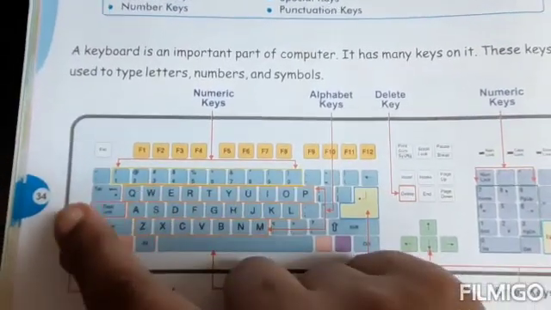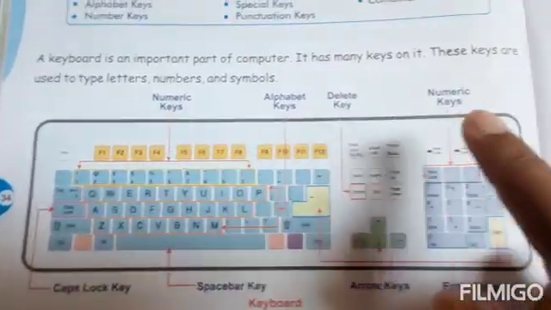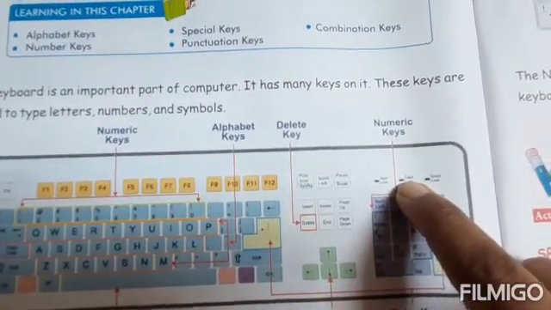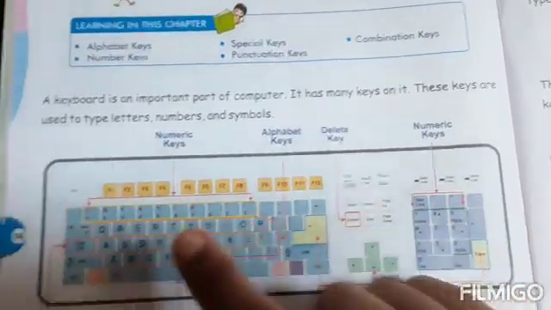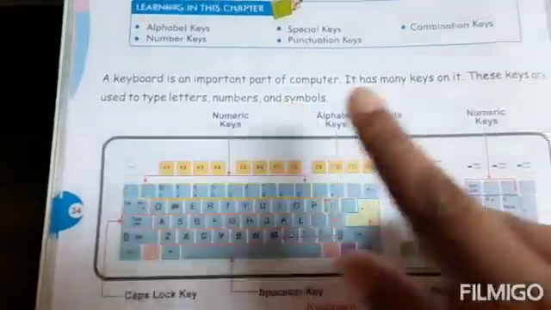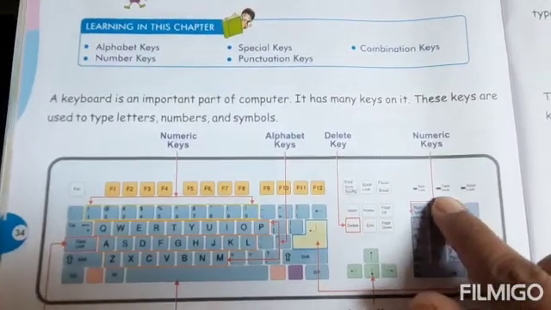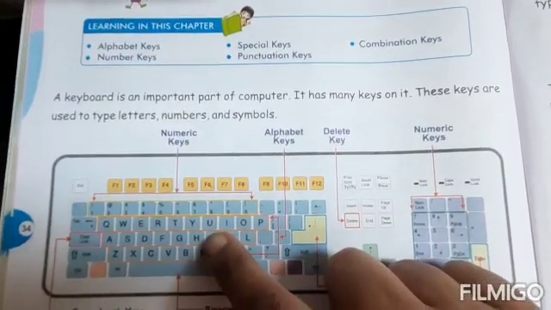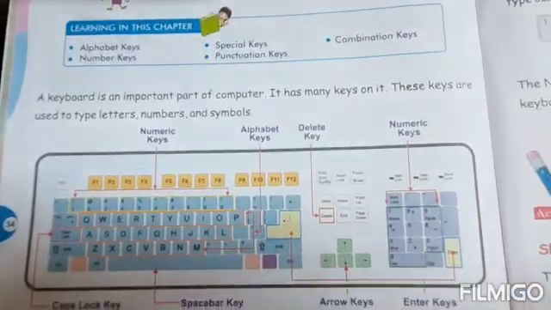So we can press this key once and the light will be on. Once the light is on, you write in capital letters. Then you press this key again, the light is off, then you can write in lowercase. So that is the function of a caps lock key.